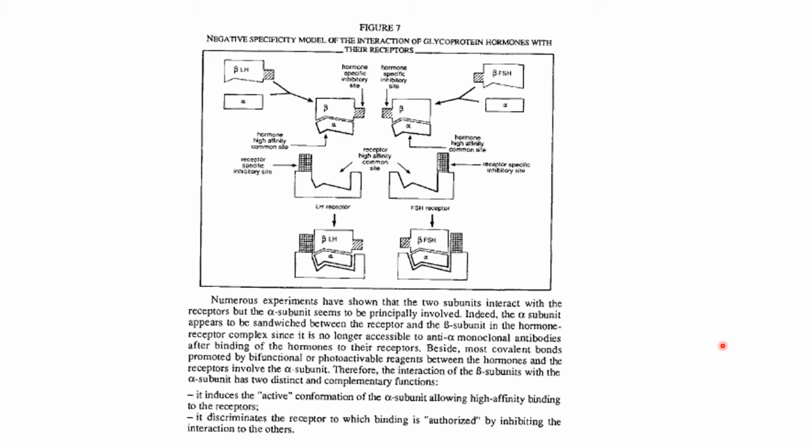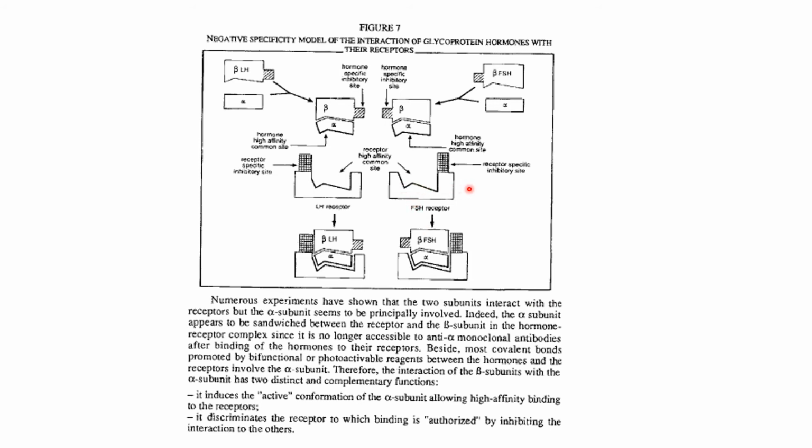Okay, the negative specificity theory is that alpha and beta need to be bound together. When they leave the pituitary, they need to circulate in the blood, and once they get to their target tissue in the gonads, there's going to be two receptors there, and by and large, LH binds to the LH receptor because of that negative specificity, and FSH binds to the FSH receptor because of that negative specificity.